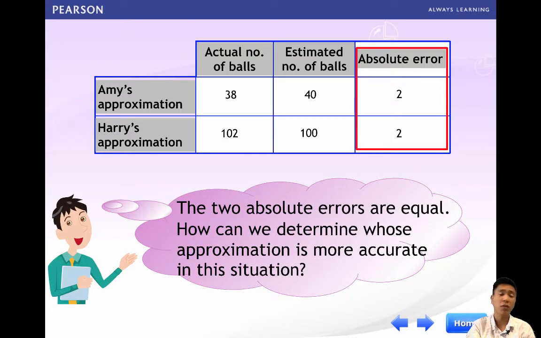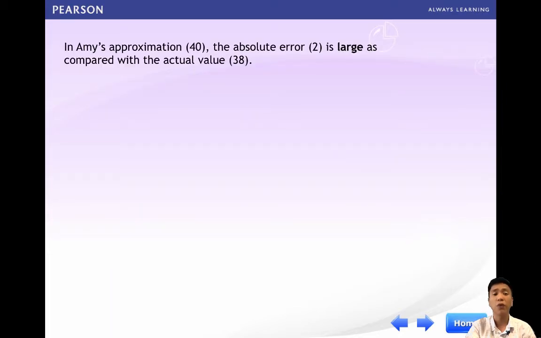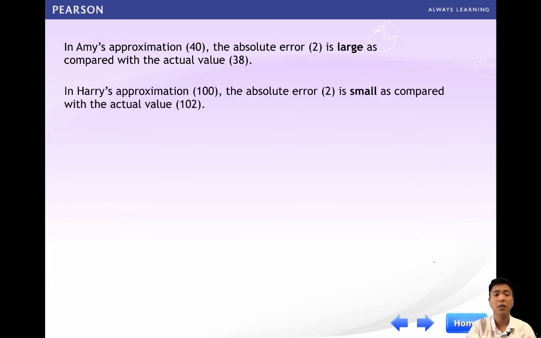But which one is more accurate? Do you know that? Maybe we have to compare the absolute error with the actual value. Amy thinks that there are 40 balls and actually there are 38. The absolute error is large when compared to 38. But for Harry, the absolute error of 2 is small when compared with the actual value 102. So you can see that Harry's approximation is more accurate.